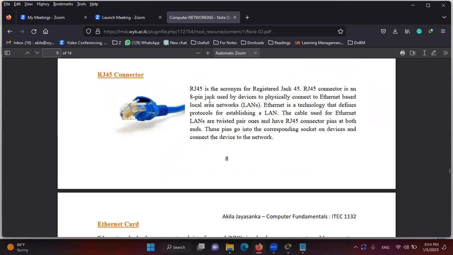Then the RJ45 connector. So this is the connector we use to connect a network cable into an RJ45 port or a fast Ethernet port. Right. As I explained earlier, every network device has an Ethernet port. නෙට්වර්ක් ඩිවයිස් වල ඊතර්නෙට් පෝට් එකක් තියෙනවා. අපි ඊතර්නෙට් පෝට් එකට කේබල් එකක් කනෙක්ට් කරන්න මෙන්න මේ RJ45 කනෙක්ට් එක පාවිච්චි කරනවා. කේබල් එක මේකට ප්ලග් කරලා තමයි යූස් කරන්න ඕනේ.